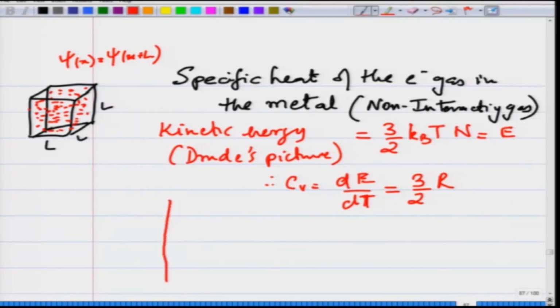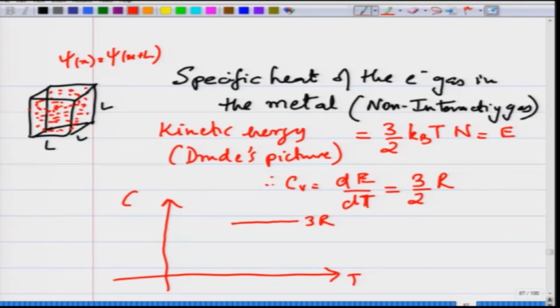However, when people started measuring the specific heat of the metal as a function of temperature, first of all, the specific heat at high temperature was not 3/2 R, but 3 R. This is something that you will understand later on. This is coming from the ions which are present inside the solid.